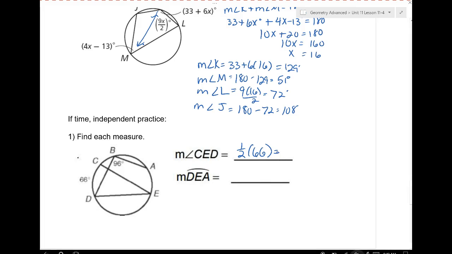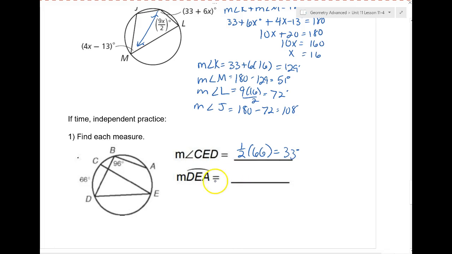What'd you guys get for CED? Did you guys get 33? All right, what's the measure of arc DEA, guys? It should be 2 times 96, right? So 192 degrees. The fact is, the first one I needed to know the arc to find the angle, and the next time I had the angle to find the arc. So we went both directions on it.